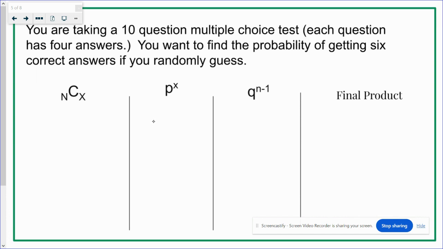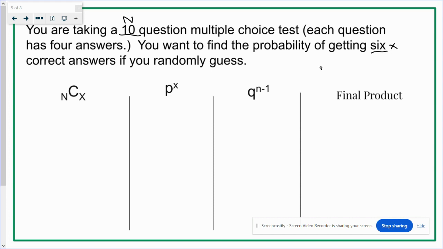You are taking a 10-question multiple choice test. Each question has 4 answers. You want to find the probability of getting 6 correct answers if you randomly guess. Okay, let's identify our things here. So 10 multiple choice questions, so that's going to be our N. We want to know getting 6 correct answers, so that's going to be X.